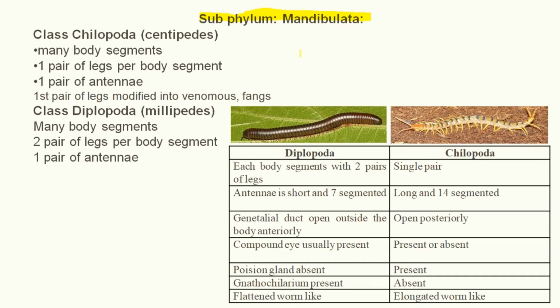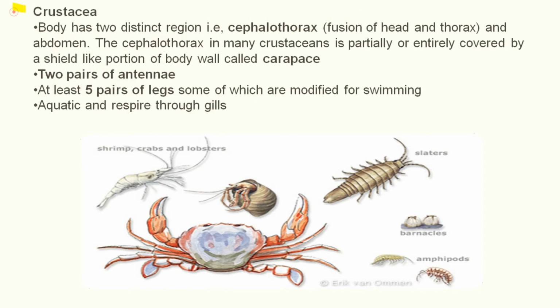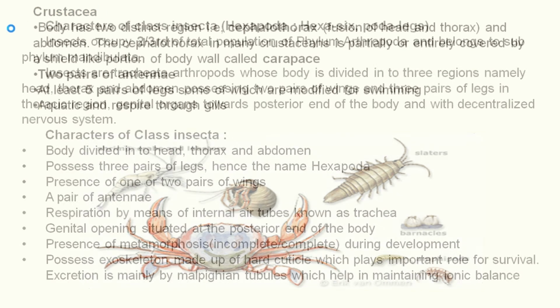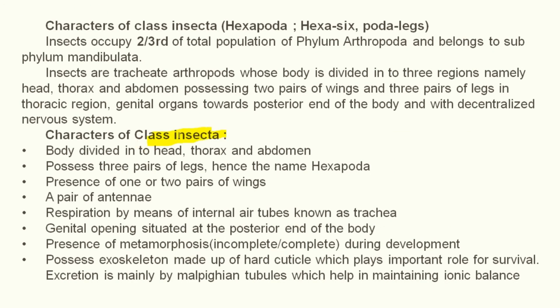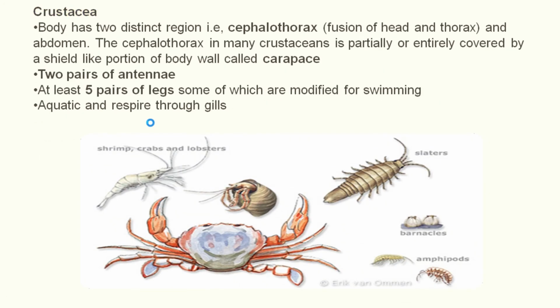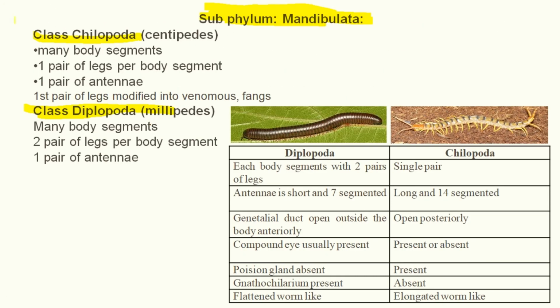In this Mandibulata, what does that mean? They have well-developed feeding organs or mouth parts, that is, mandibles. That's why the name is Mandibulata. Again in this Mandibulata, 4 kinds of classes will be there. What are those? Chilopoda, Diplopoda, then Crustacea, and class Insecta. Okay, so one by one we'll complete. First coming to class Chilopoda.